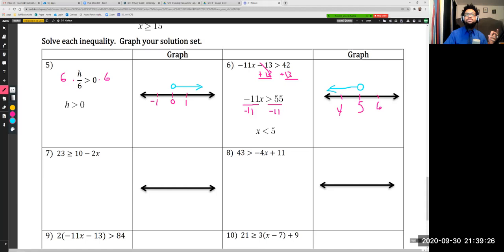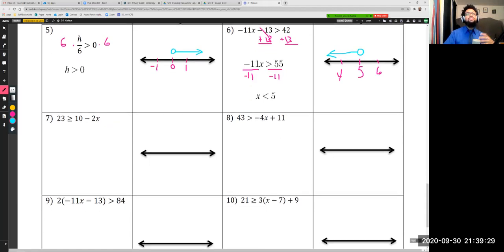So let's do number 7, and then the rest will be all for you. Number 7 says 23 is greater than or equal to 10 minus 2x. My first step is going to be to move this 10 over. So switch colors, and this 10 is positive, so I'm going to do the opposite of what positive is, and that's negative. So I'm going to add negative 10 to both sides. 10 minus 10, or 10 plus negative 10, gives me 0. Then I have this 23 plus a negative 10. That's going to be a 13. And 13 is greater than or equal to negative 2x.